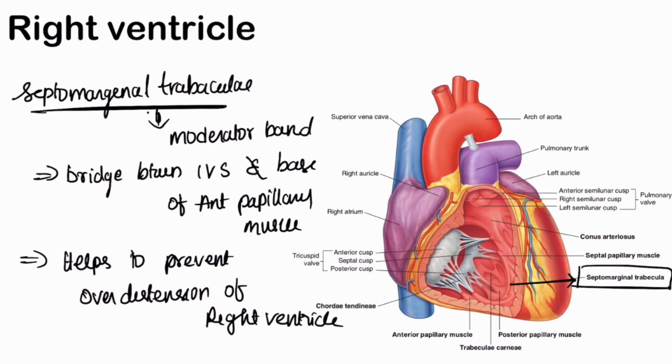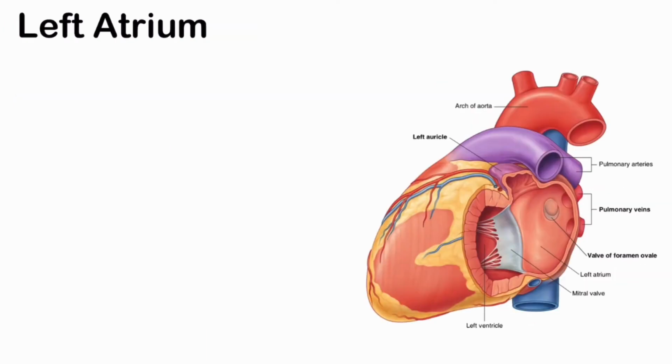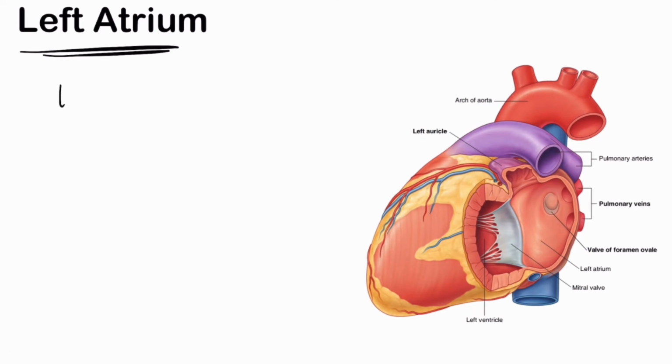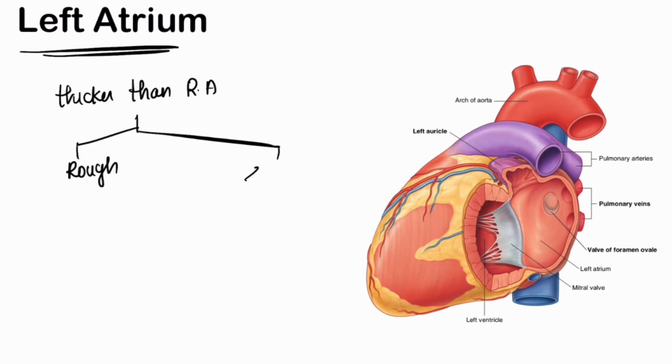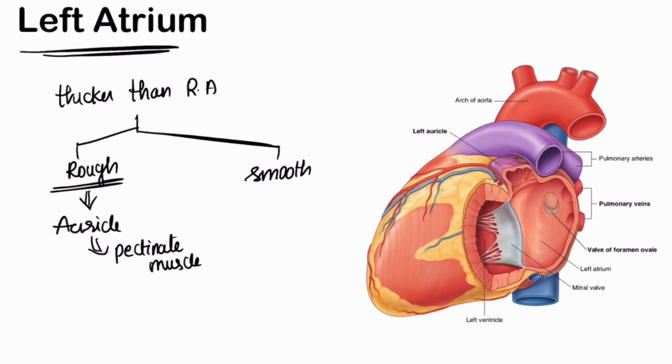Now let us look at the left atrium. The left atrium is thicker than the right atrium. The left atrium also has rough and smooth parts. The auricle of the left atrium contains pectinate muscles, which gives it the rough appearance. The remaining part is the smooth part.